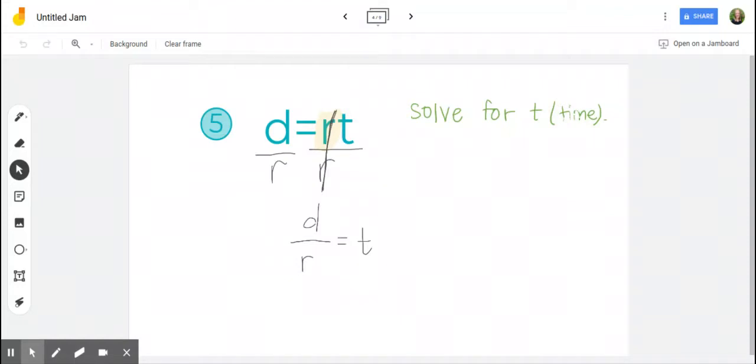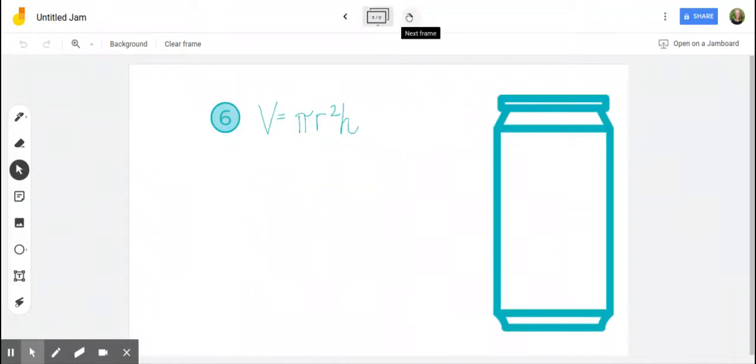Okay, so let's look at a different formula. So here we have volume of a cylinder. So remember, a cylinder is a can. Okay, so volume is the amount of substance something would hold. So here we have a cylinder, a can, and if we're trying to find the volume, we want to know how much air, how much gas, how much liquid, how much solid would fit in that can.